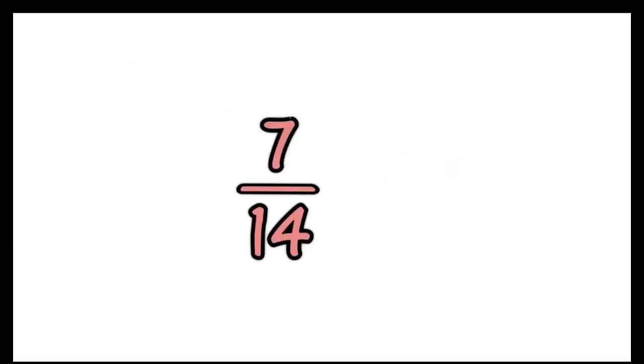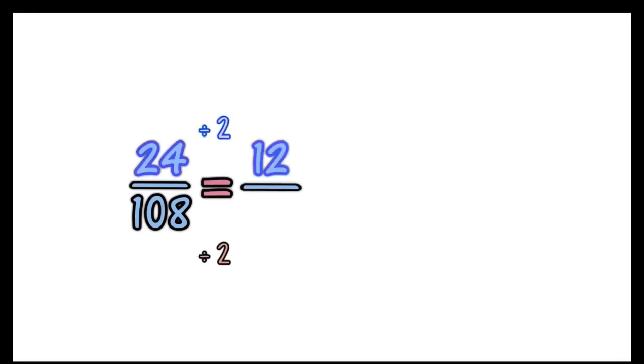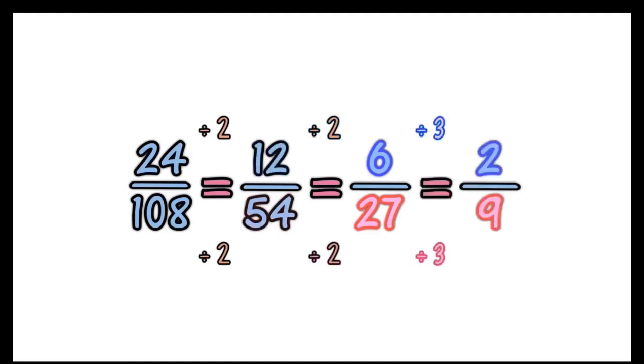Method 1. Try dividing both the top and bottom of the fraction until you can't go any further. Try dividing by 2, 3, 5, 7, etc. Example, simplify the fraction 24/108. First, divide it by 2. 24 divided by 2 is 12, and 108 divided by 2 is 54. Divide the 12 and the 54 again by 2, you get 6/27. Now divide by 3, and you get 2/9.